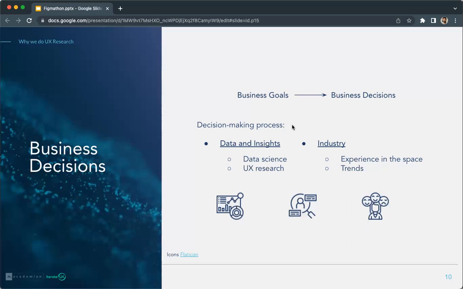The other way to gather this data and insights is through user research. And the other thing that businesses focus on for decisions is the industry. When I say industry, what I mean is the experience of the professionals that work in the industry. So their gut feelings, and this gut feeling is developed by years of experience working in a specific domain. So they hire people who are experts in those areas.